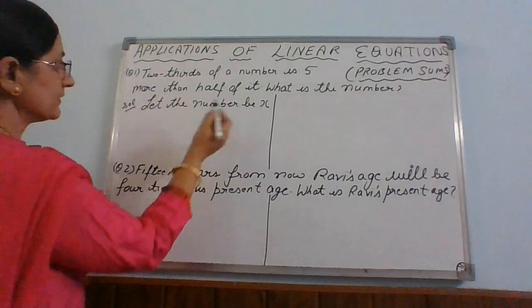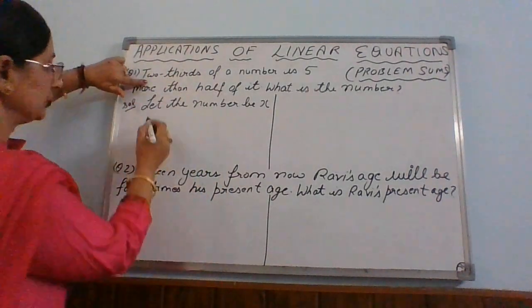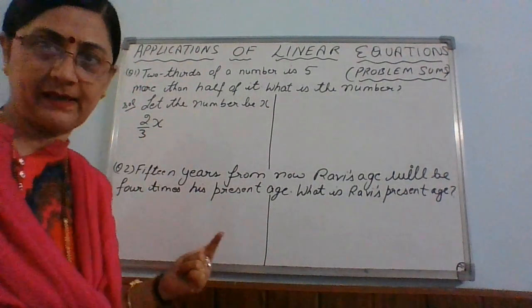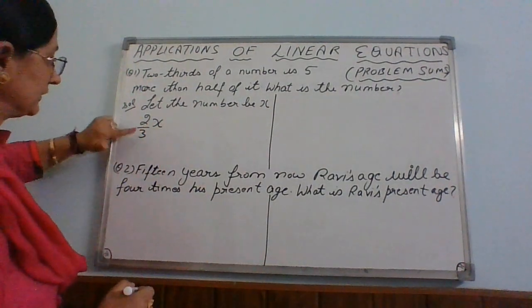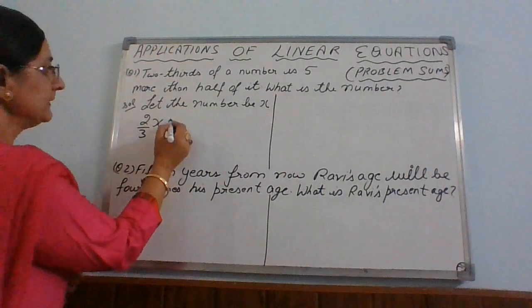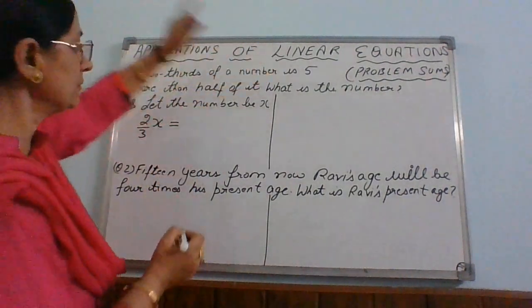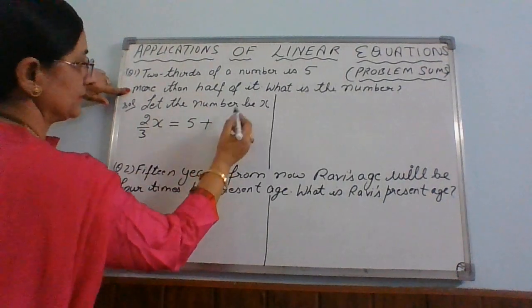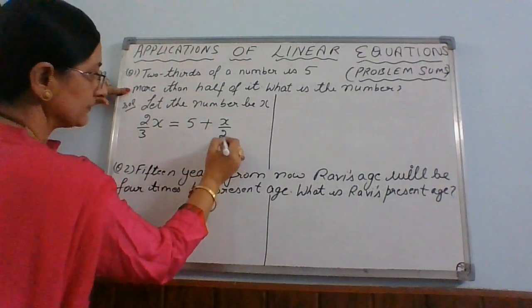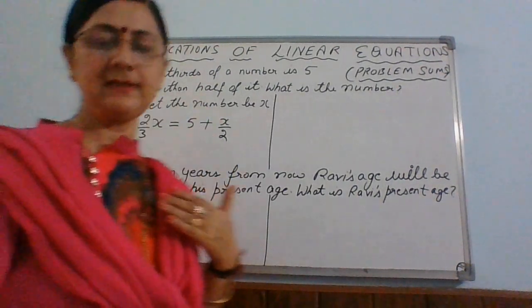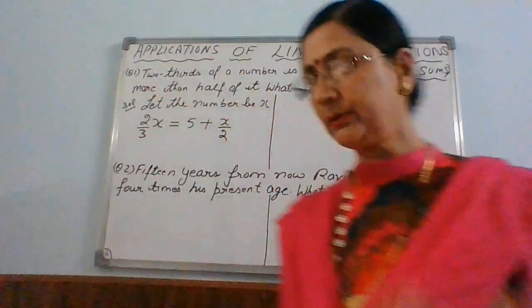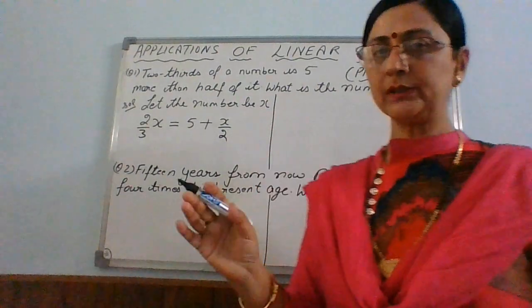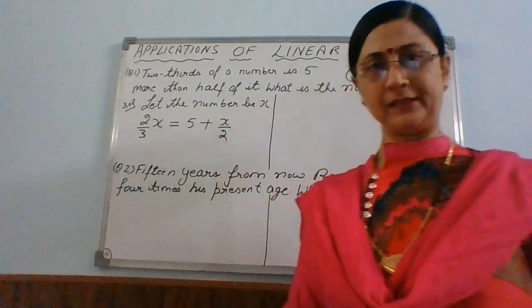So here, what is written now? I'll read the statement again. 2/3 of a number. Of means multiply. 2/3 multiplied by number, is means equals to, 5 more means plus, then half of it. Half of it means you have to divide it by 2. So I hope the statement is clear. Let the number be x. We don't know the number. That is a variable. We have to find the value.